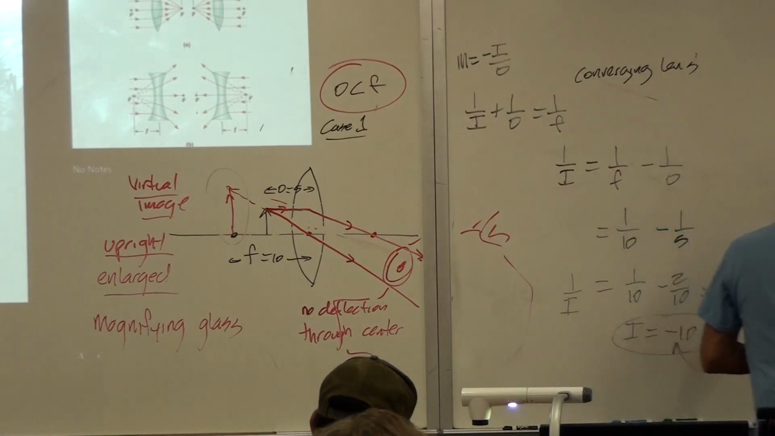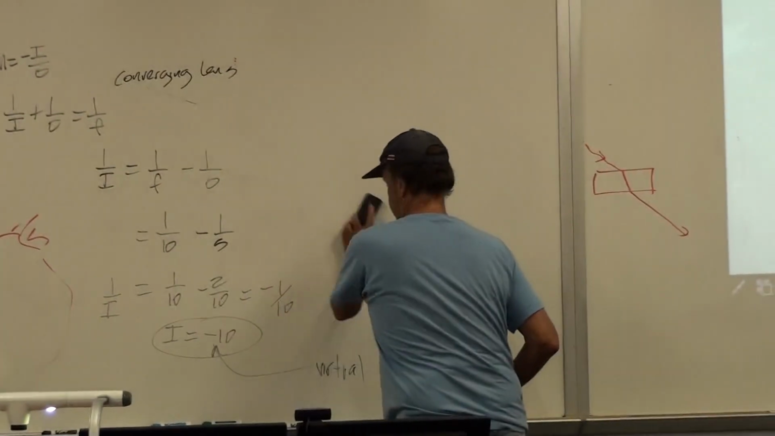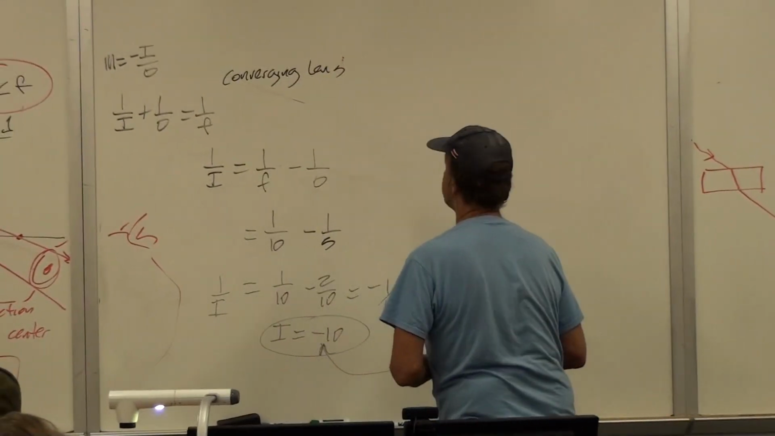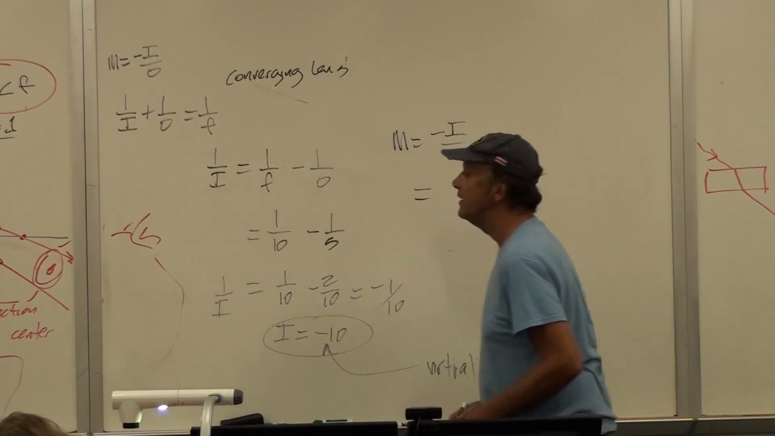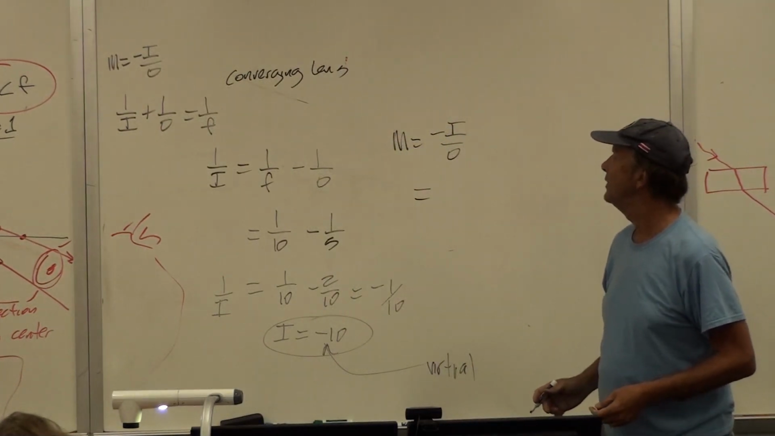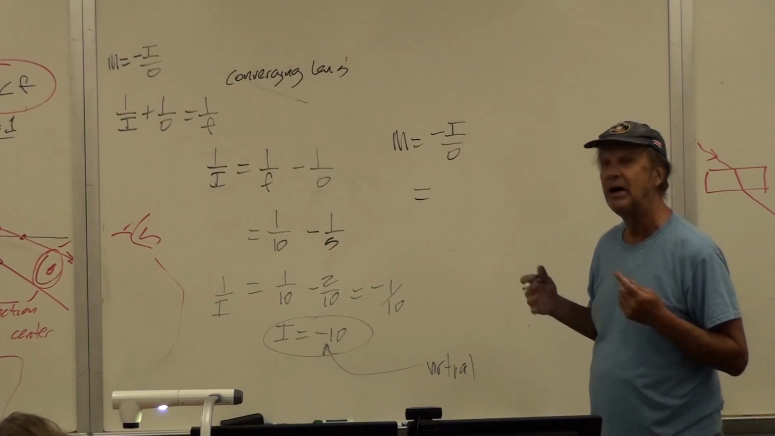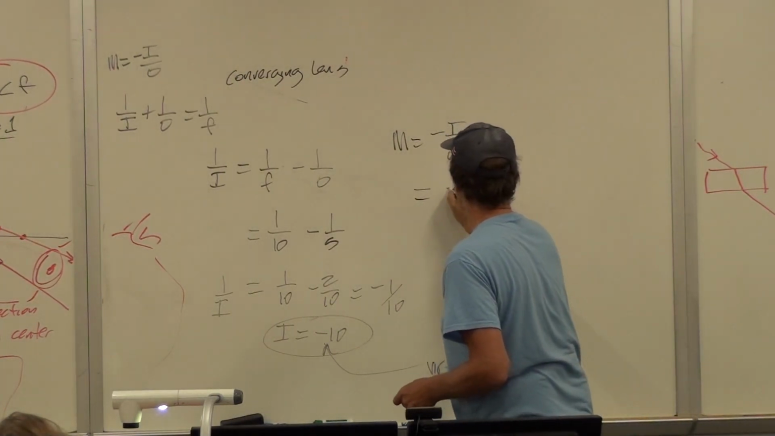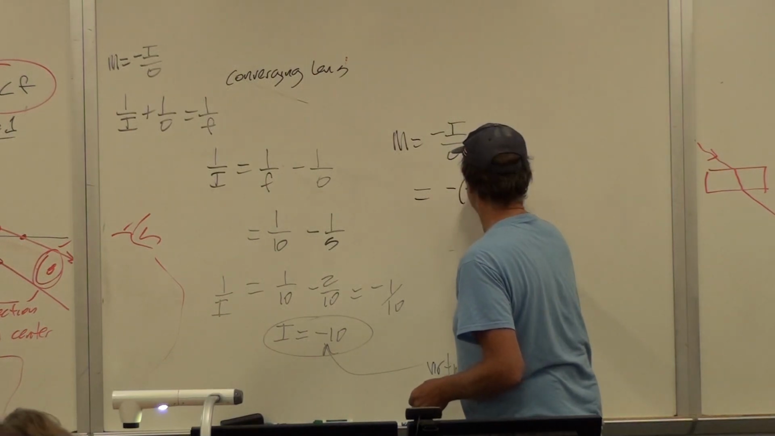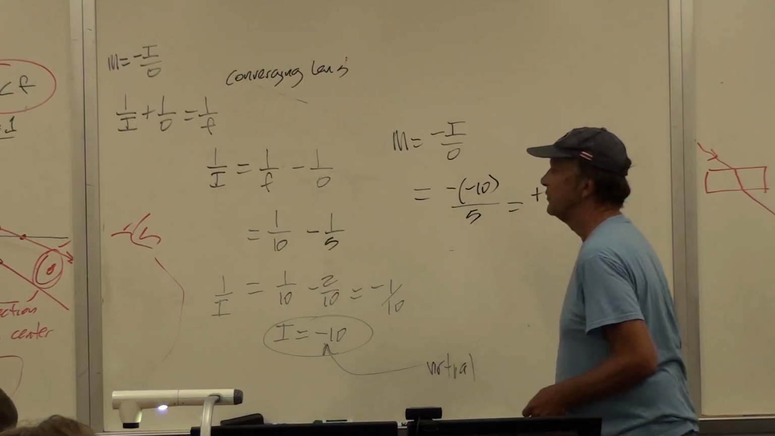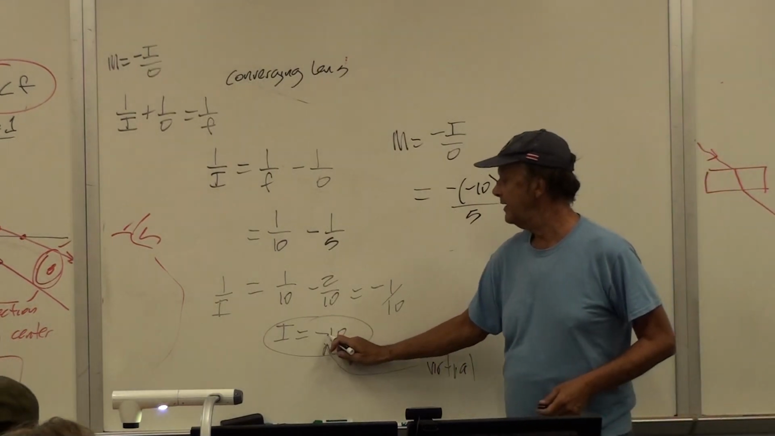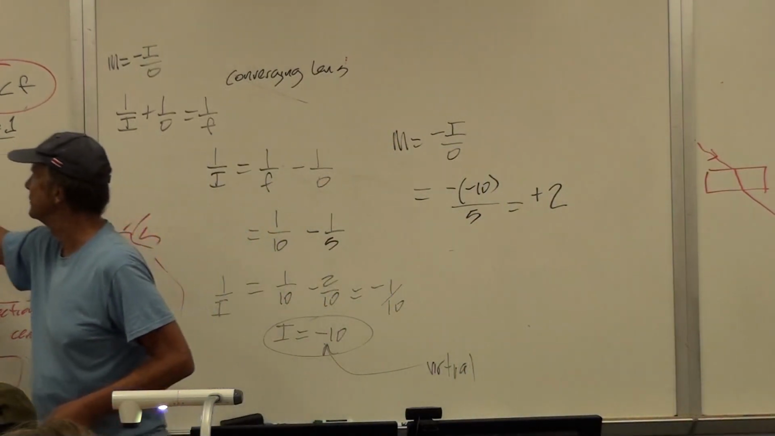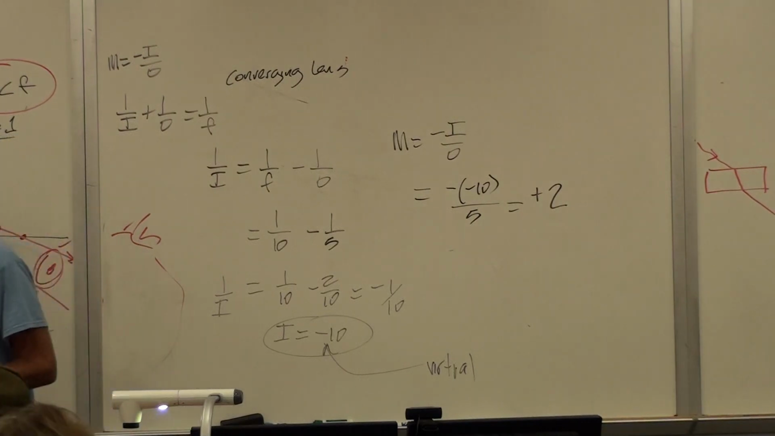The magnification is minus I over O again. This may look similar to another calculation I did for the mirror, but it's a different problem. The math, though, is pretty much the same. Minus a negative 10 divided by 5 gives us plus 2. So it's twice as big, upright, and on the near side of the lens, no real physical convergence of light, virtual image. Any questions about that?